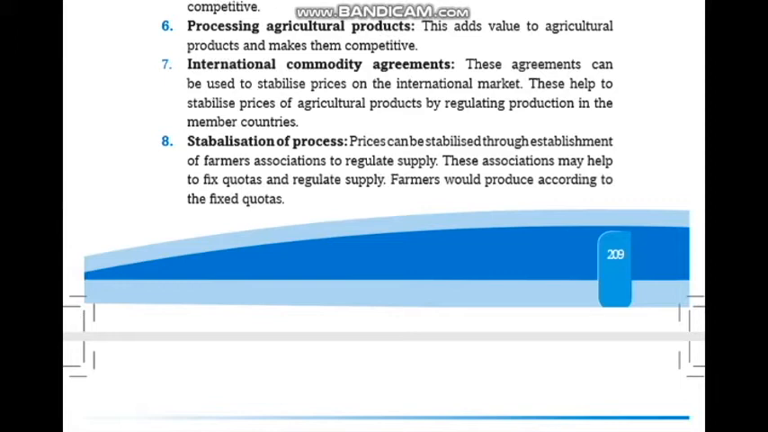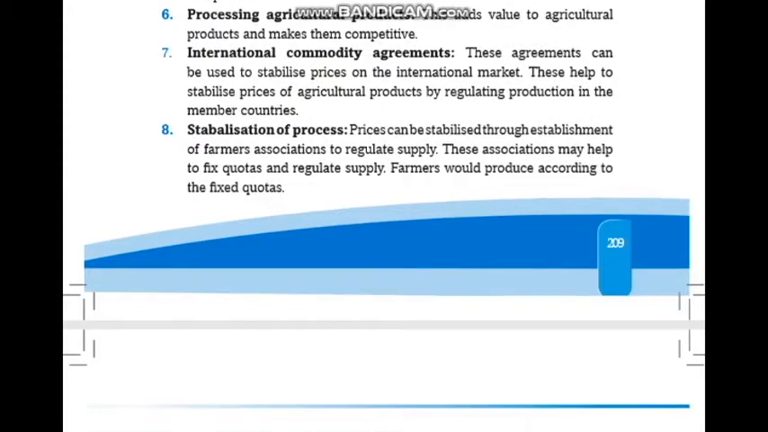So 7, international commodity agreement. These agreements can be used to stabilize price on the international market. This helps to stabilize prices of agricultural product by regulating production in the member countries.